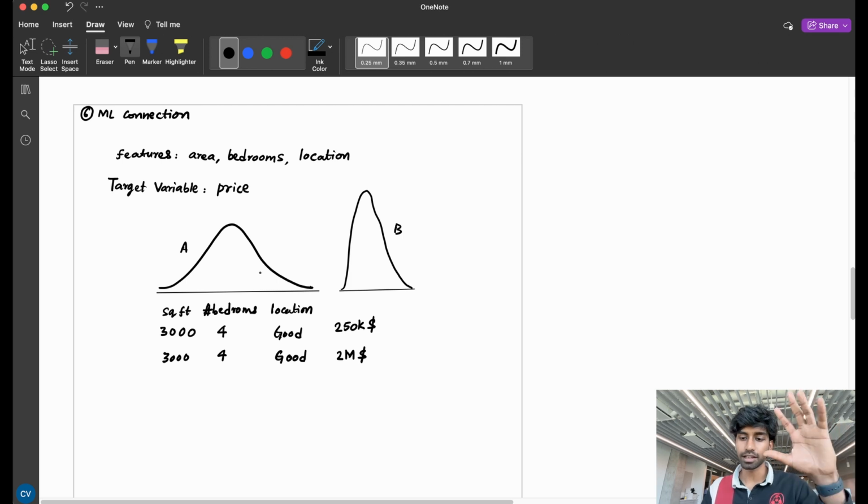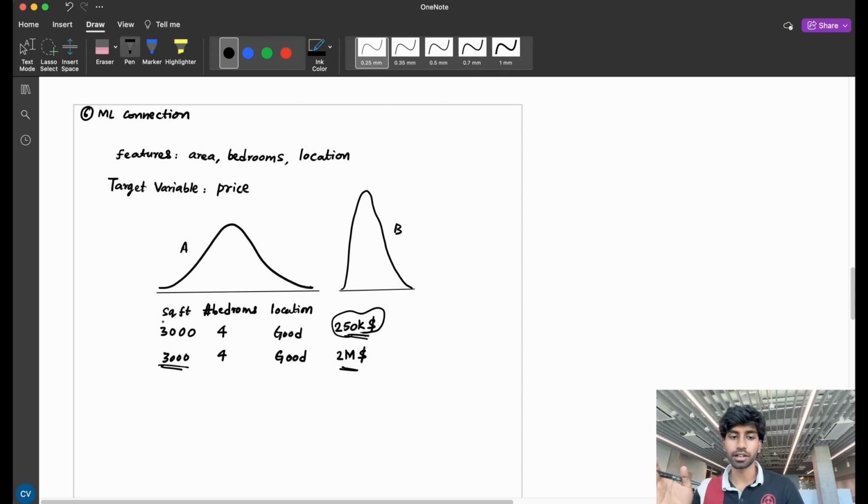What is likely to happen in the distribution A case is that for a square footage of 3000, 4 bedrooms, and a good location, we get a value like 250K for the house price. And as the data is widespread, we may see another data point with 3,000 square feet, 4 bedrooms, and a good location at 2 million dollars. What we're trying to infer from here is that when the target variable has a high variance, similar-looking data inputs will likely lead to completely different outputs, which will lead to bad modeling. If the target variable has less variance, then each output can easily be mapped back to the inputs that were given, and the model will likely perform better.